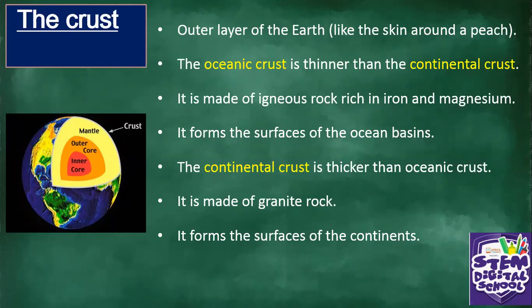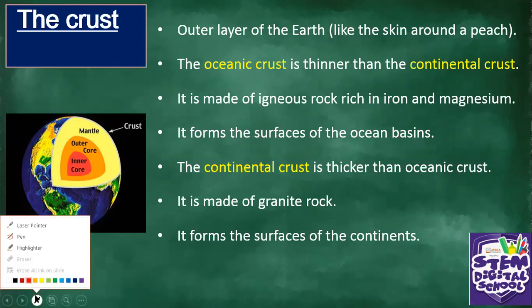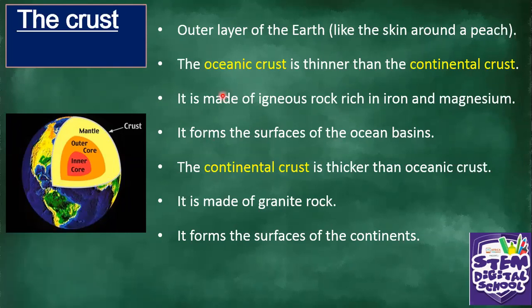So, on the oceanic crust, that's where we find the oceans, the ocean basins. And then on the continental crust, we find what? The continents. So that is the crust, the outer layer of the Earth.